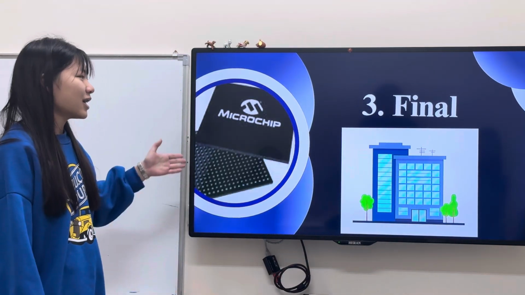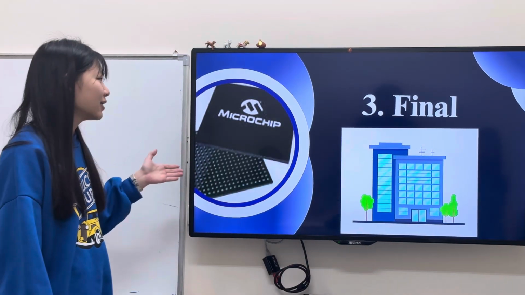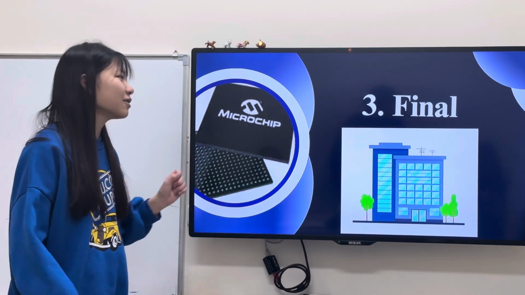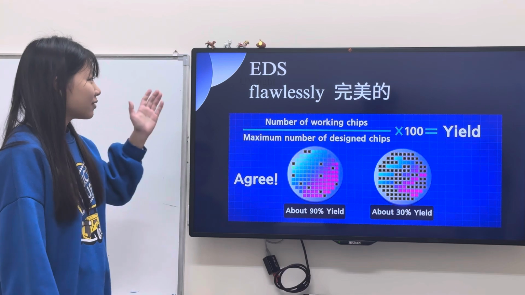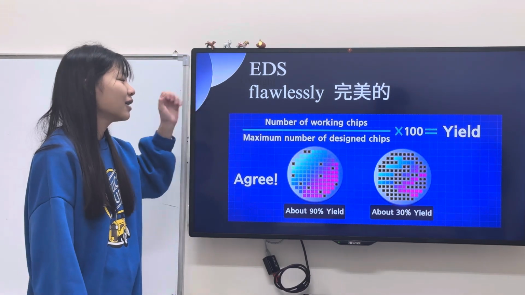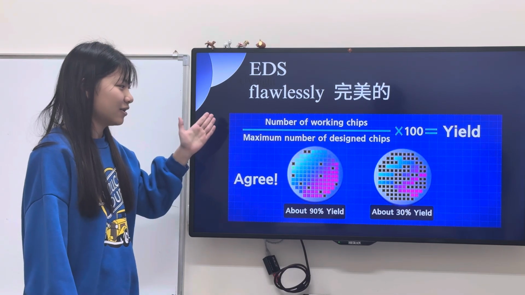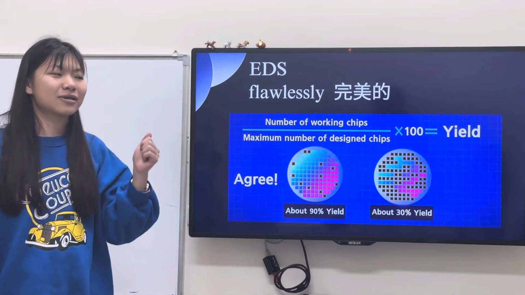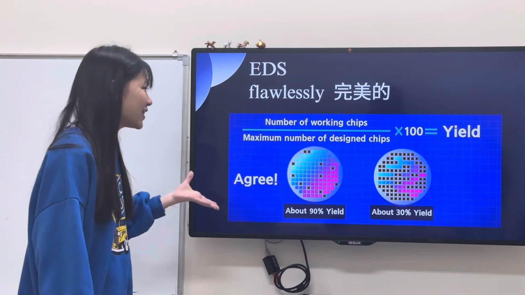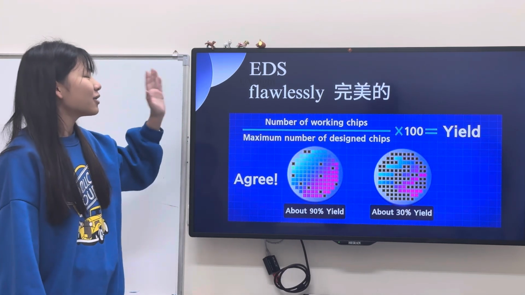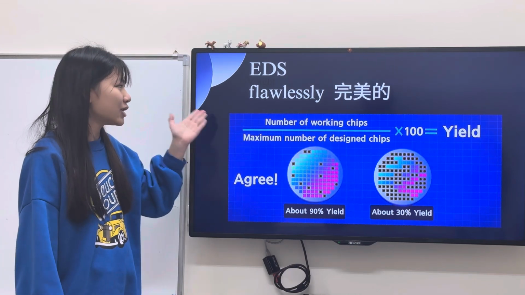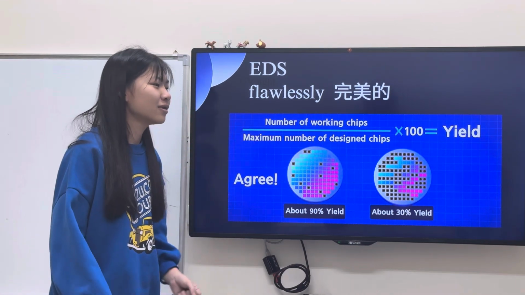And next, I'm going to talk about how it's packaged and tested. Before they are sent to the devices, they will undergo the EDS test to make sure that all the chips perform flawlessly.